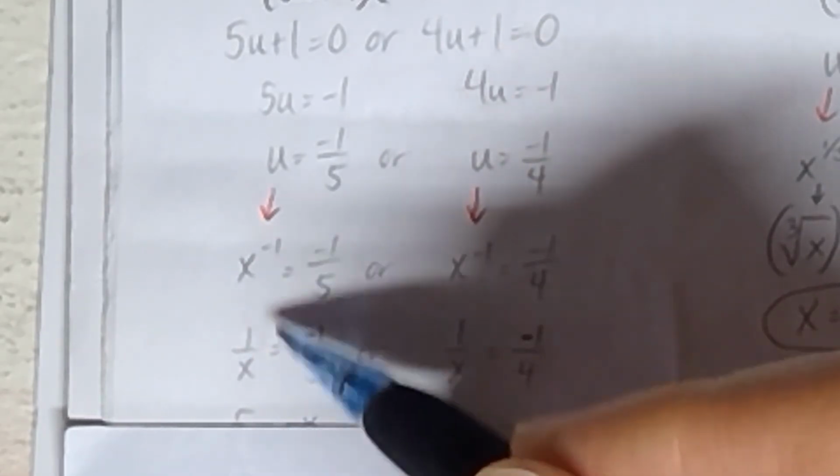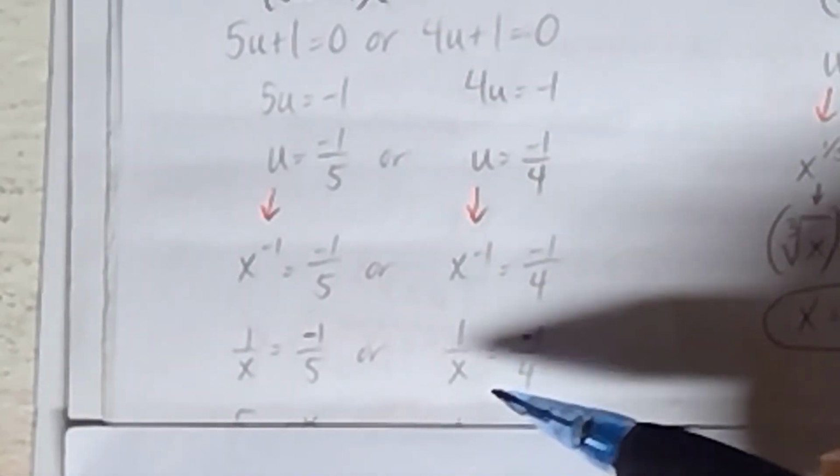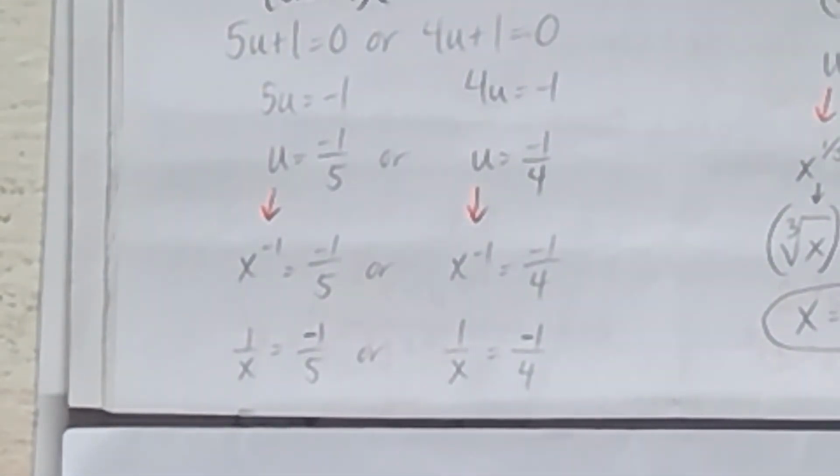So x to the negative 1 would be 1 over x to the first. I did that same thing over here. What's good about that is I can now cross multiply, because both sides of the equation are just single fractions, and as we've talked about before, you can cross multiply in that case.